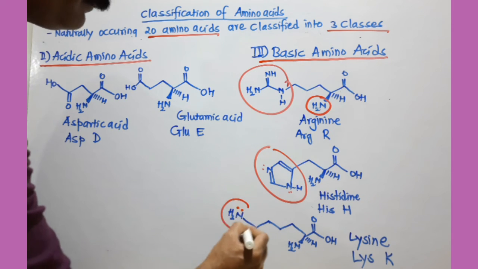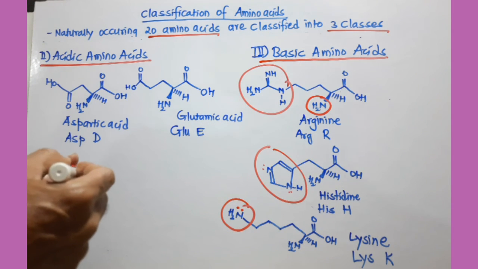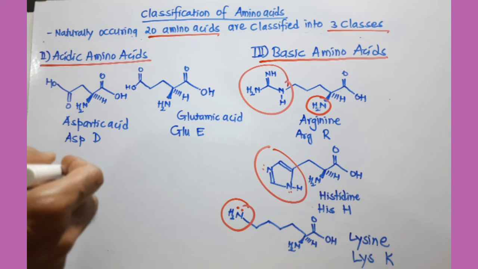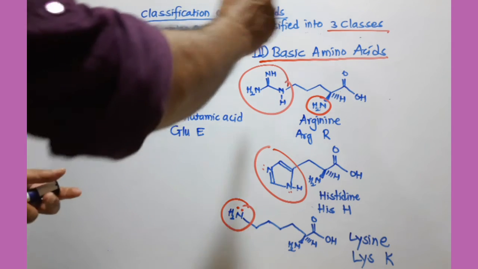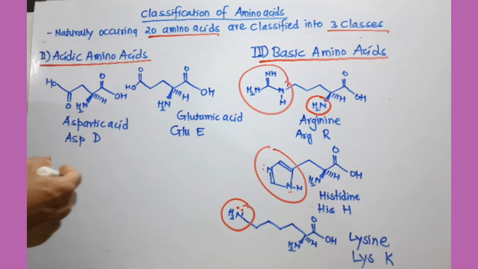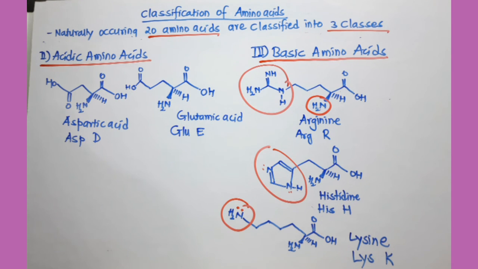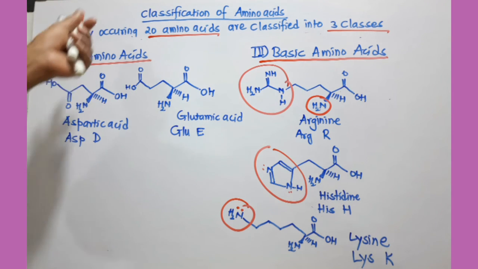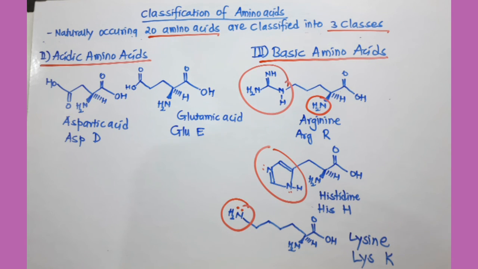This is again a basic group. You can see here lysine. So 3 amino acids, arginine, histidine and lysine, are included in basic amino acids. 2 amino acids, aspartic acid and glutamic acid, are included in acidic amino acids, and there are 15 neutral amino acids out of 20 naturally occurring amino acids. In this way, amino acids are divided into three classes: neutral amino acids 15, acidic amino acids 2, and 3 basic amino acids. Thank you.